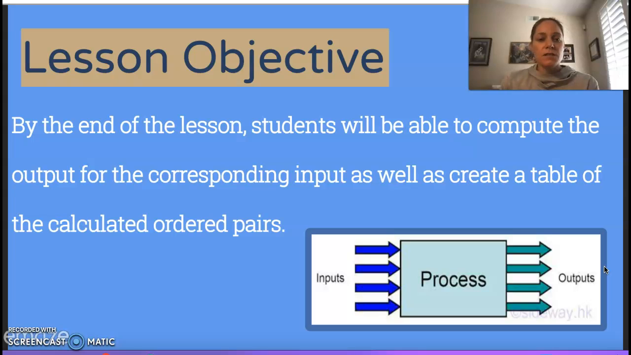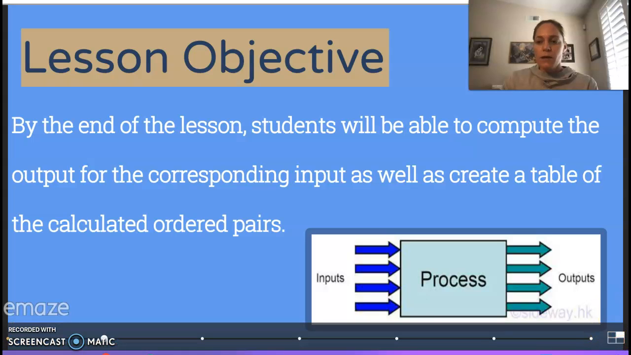So, lesson objective. By the end of the lesson, students will be able to compute the output for the corresponding input, as well as create a table of the calculated ordered pairs. So, hopefully by the end of this lesson, you will be able to do all of that.